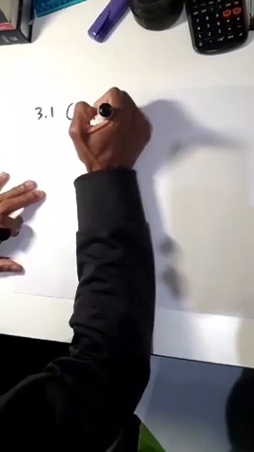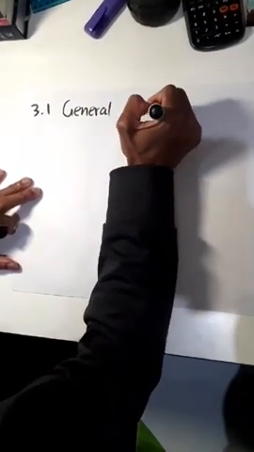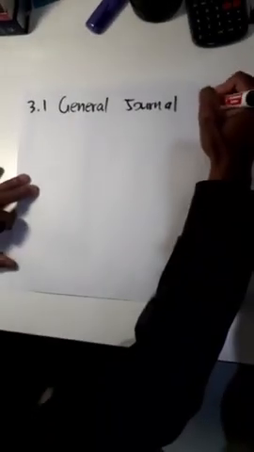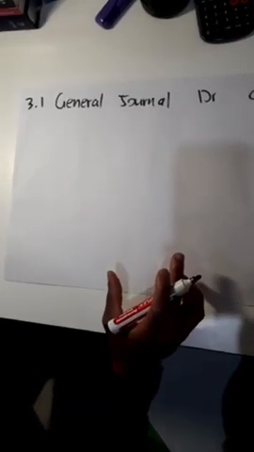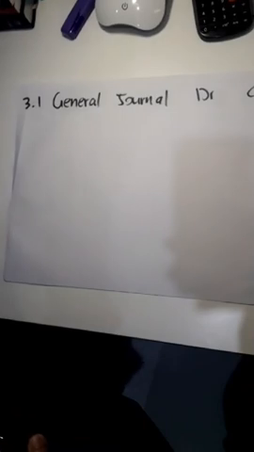Okay, let's start. General journal 3.1. We know that a general journal must have debit and credit. Okay, let me put it here because this lamp is stronger.